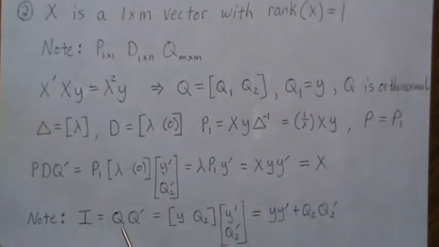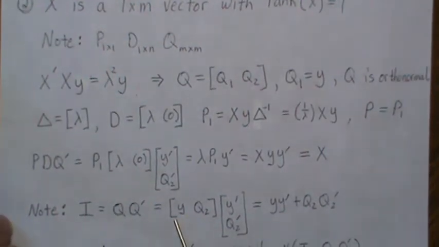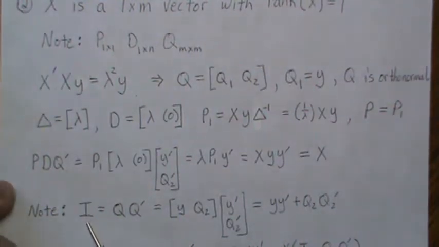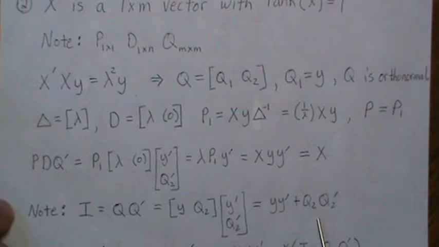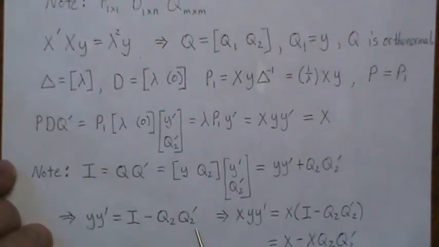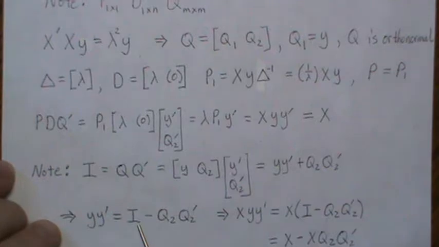So remember, Q is orthonormal. So if we take Q, Q prime, this is the identity matrix, right? But let's plug in what we know for Q. Q was y, and then Q2, whichever, these were the whatever vectors made it orthonormal. And then Q prime, of course, is this. So then when you do this matrix multiplication, you get y, y prime plus Q2, Q2 prime. But this is equal to I. So we can solve for y, y prime. So take that over, and you get this. Y, y prime is this.